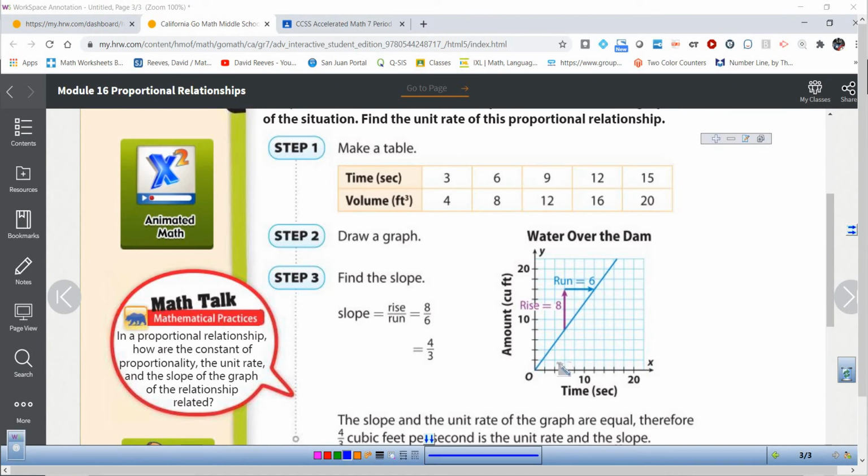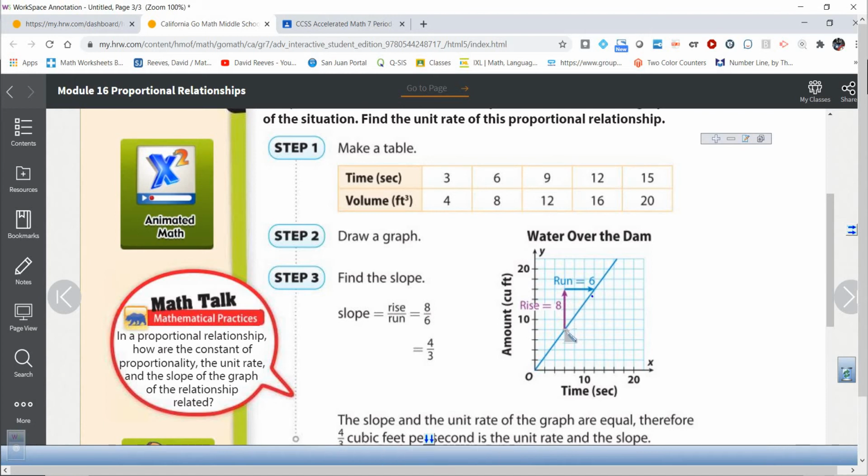Again, just a reminder, it may be hard sometimes to plot the points that are on the table onto the graph. So you try to find the ones that you can plot. This graph goes by 2's and this one goes by 2's as well. So the ones we could plot, 2, 4, 6, 2, 4, 6, 8.